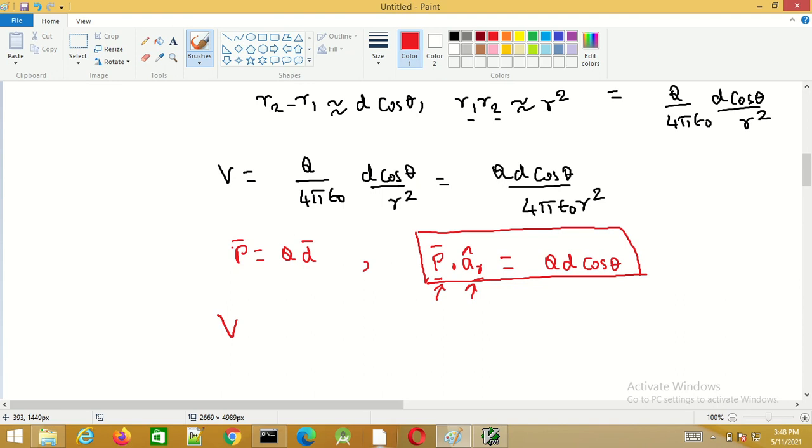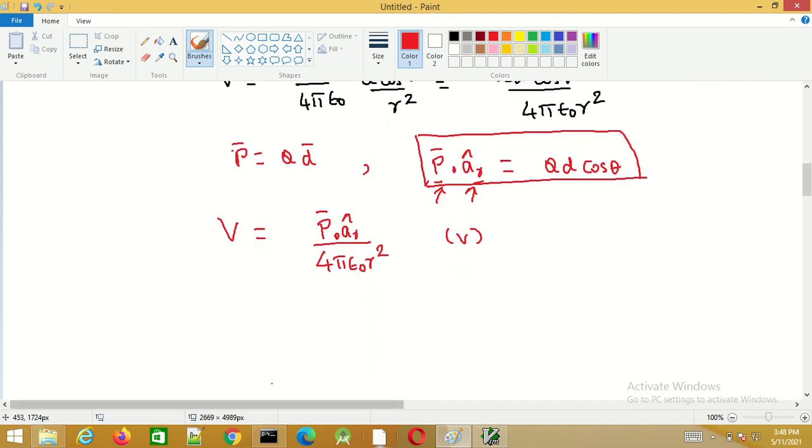So we can write the expression for potential in terms of dipole moment. It can be written as P dot AR divided by 4 pi epsilon r square. This is the potential due to the dipole in terms of the dipole moment. Here in this case the dipole is at the origin.